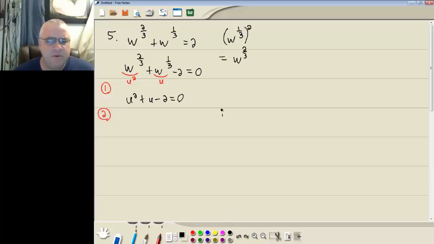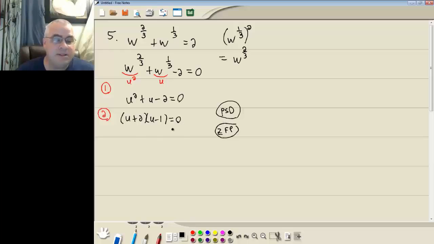Step 2, solve for u. This is a PST, so it factors as u plus 2 times u minus 1 equal to 0. Zero factor property: you get 0 on one side, you factor the other side, and you set each factor equal to 0. So I'll set u plus 2 equals 0 and u minus 1 equal to 0, which gives us u is equal to negative 2 and u is equal to positive 1.